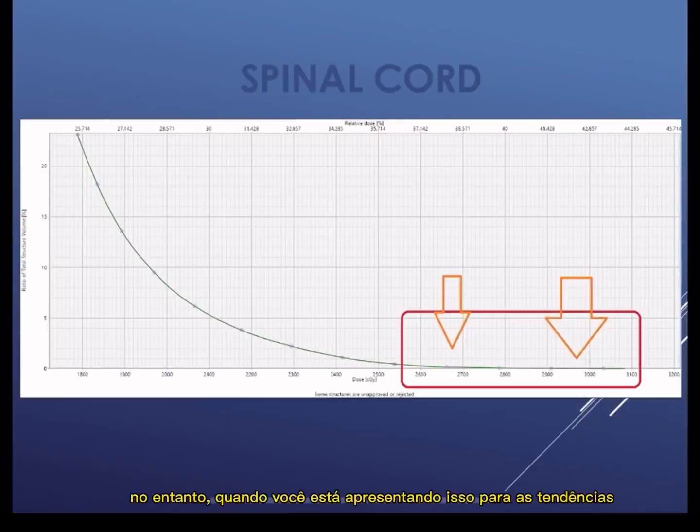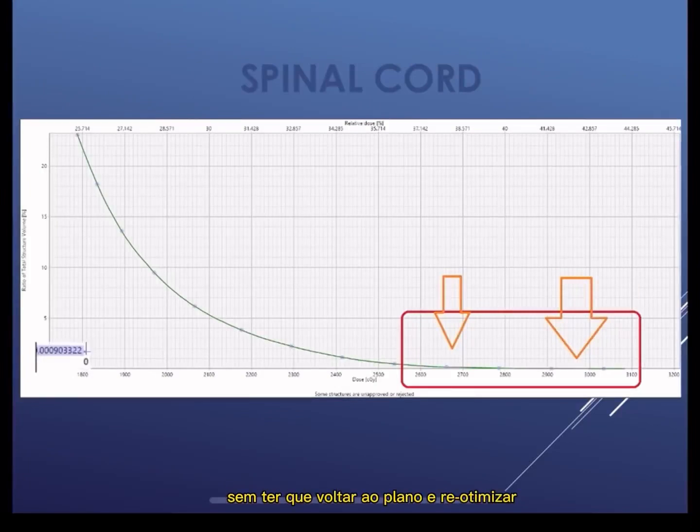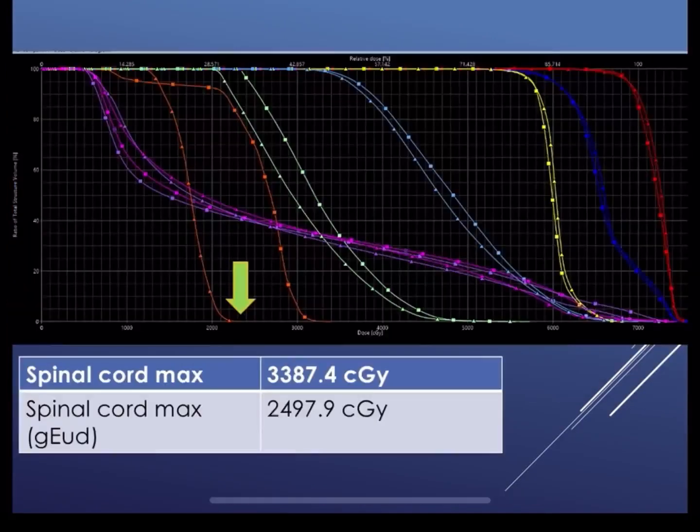However, when you're presenting this to attendings or a physics group, you notice that you can have a long tail and then your max point dose could be violated. But you have to keep in mind these are voxel doses. So you have to look at your CC volumes to make sure and draw that line without having to go back into the plan and re-optimize. In this case, for that 30 gray line max, it was about 0.0009 cc's. So make sure when somebody's reviewing your plans to look at your volumes and voxels and don't get sold just on that max point.